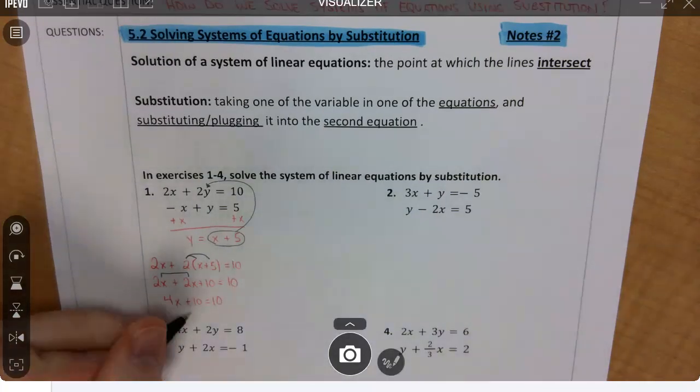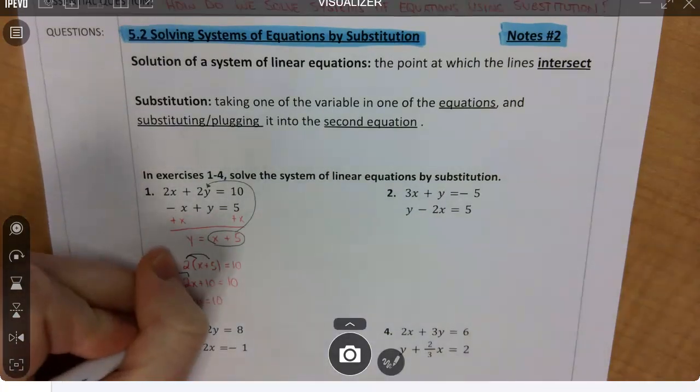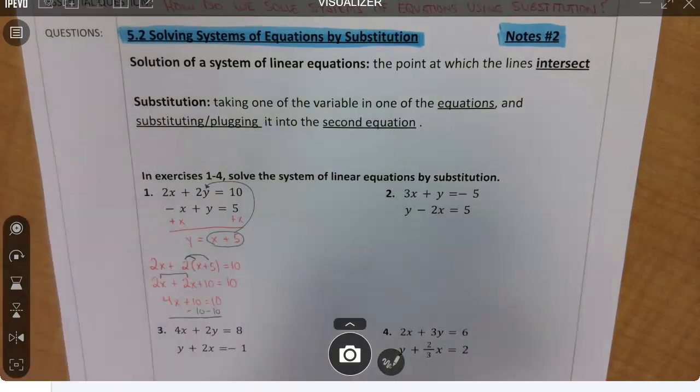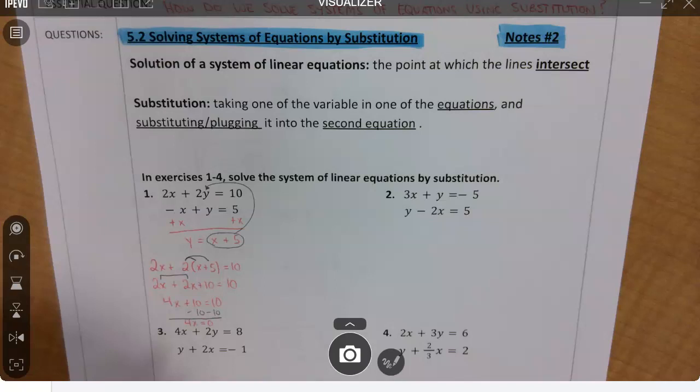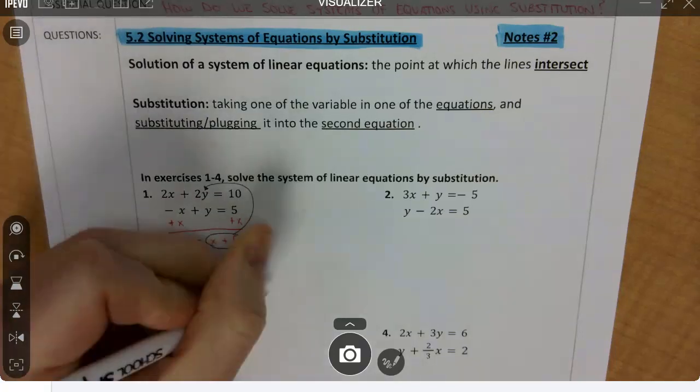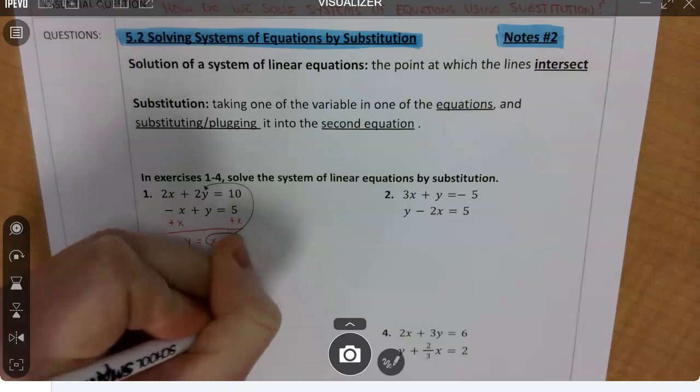Well, I'm going to subtract this 10 to the other side just like I normally would. And yes, it produces 0. That's okay. Because look what you have here. You have 4x equal to 0. Well, what number times 4 equals 0? 0. So I come to the conclusion that x is 0.